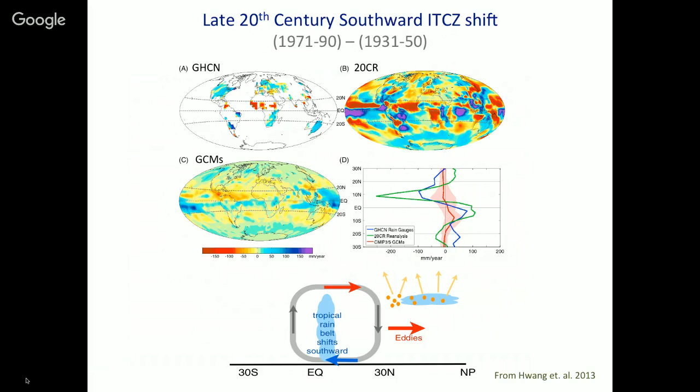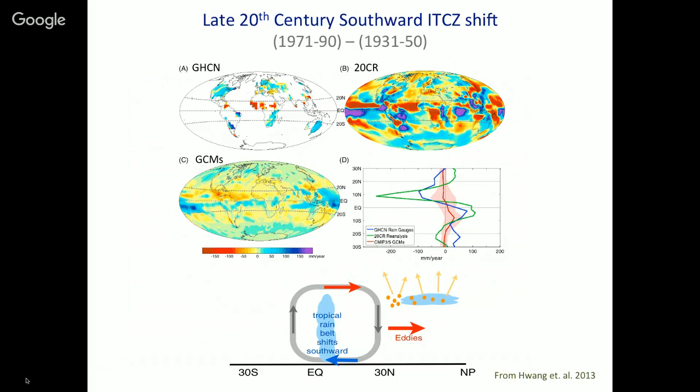But this paper by Hwang et al. in 2013 came up with another mechanism which says that it's probably due to sulfate aerosols. During 1960 to 1980s, there was also an increase in sulfate aerosols. What they're showing here is a precipitation difference between these two periods, this period minus this period. The warmer color here means it's drying, so don't confuse it with that, and the bluer color means it's becoming more wet.